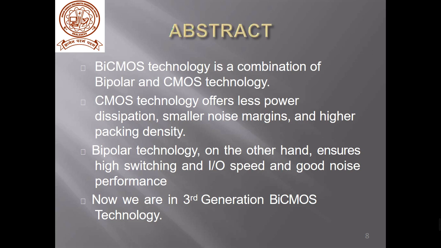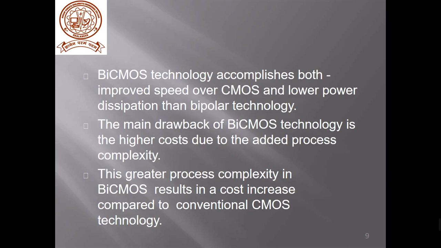Bipolar technology, on the other hand, ensures high switching and I/O speed, that is input output speed, and good noise performance. That means the speed is higher compared to CMOS technology. Now we are in the third generation of Bi-CMOS technology. Bi-CMOS technology accomplishes both improved speed over CMOS and lower power dissipation than bipolar technology, simply by combining both CMOS and bipolar technology.